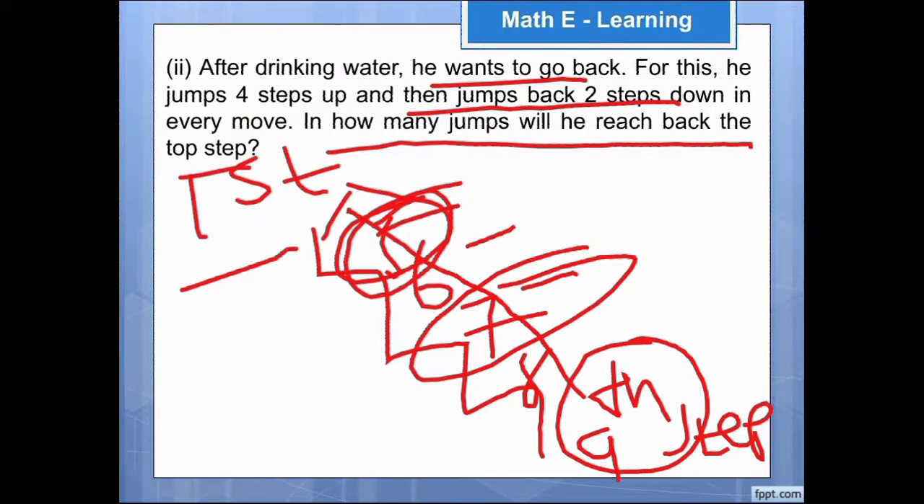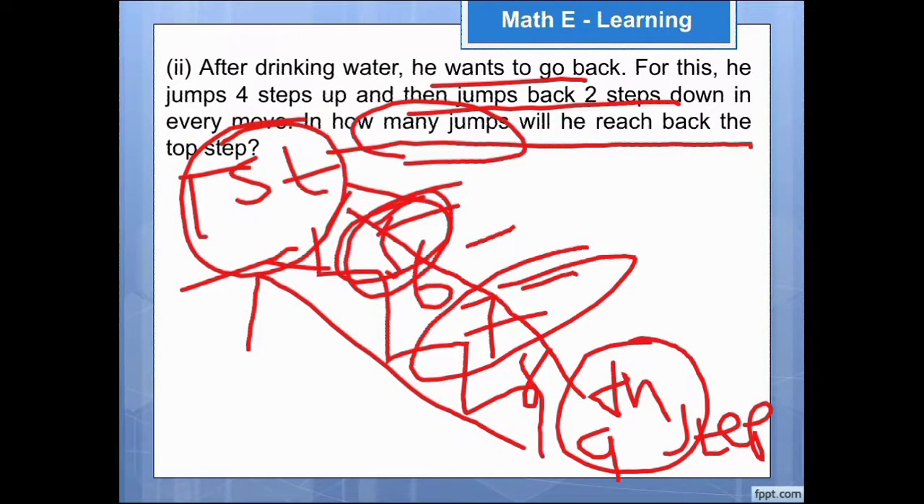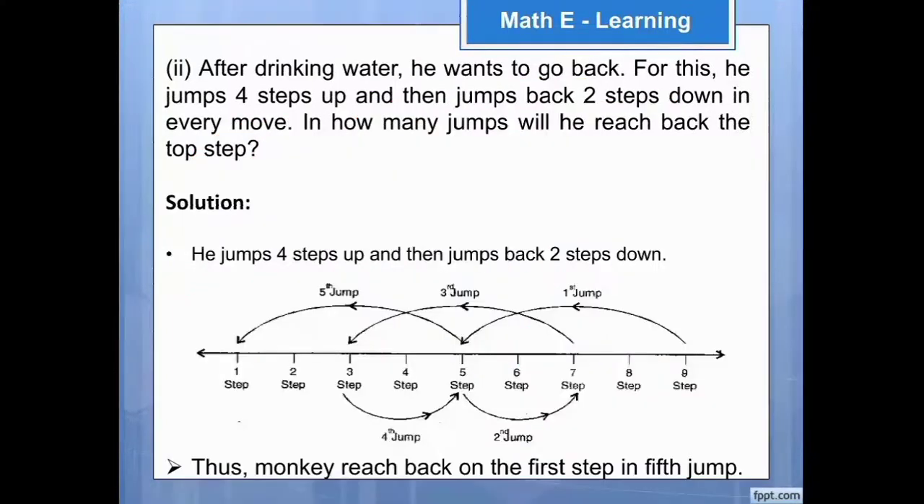By doing this up and down, in how many jumps will he reach the topmost step, that is the first step? Now the monkey's initial position is the 9th step. He jumps 4 steps up. So we count 4 from here, 1, 2, 3, 4. Now he reaches the 5th step after the first jump.